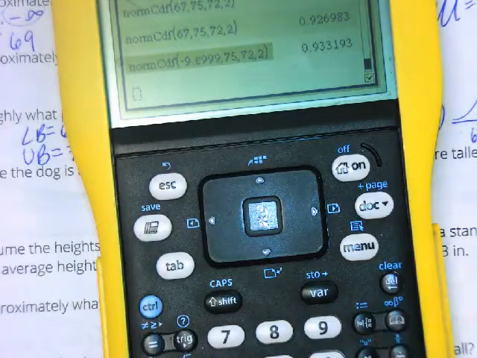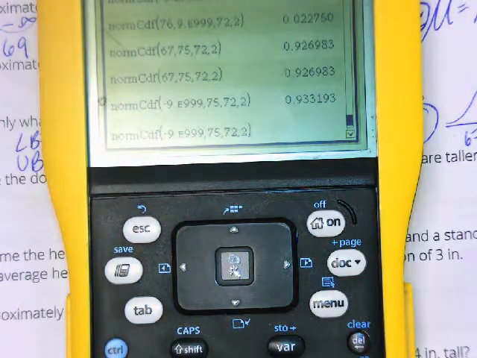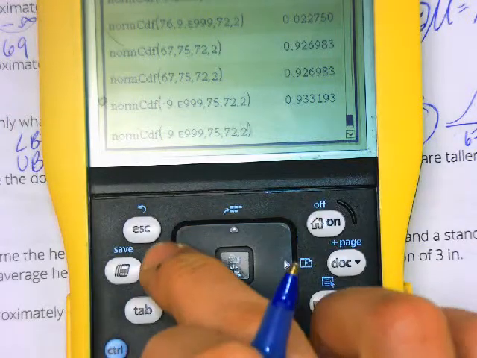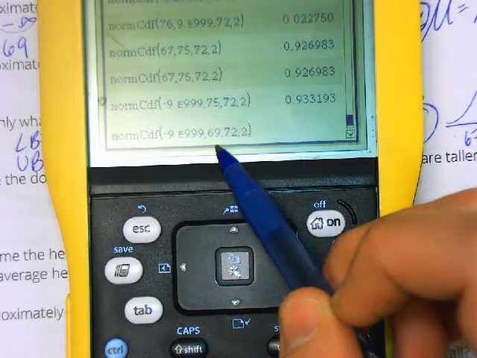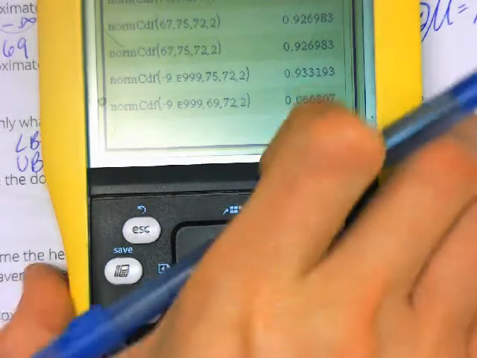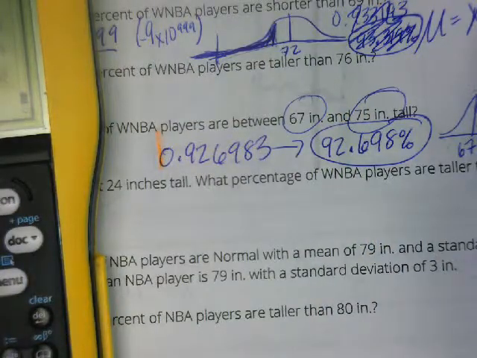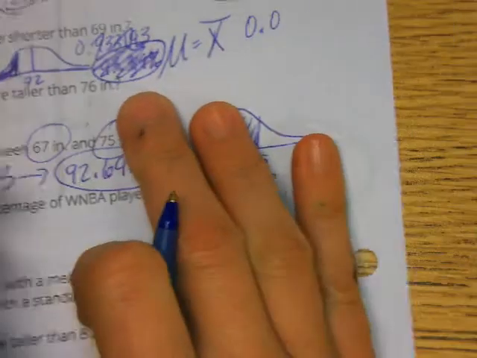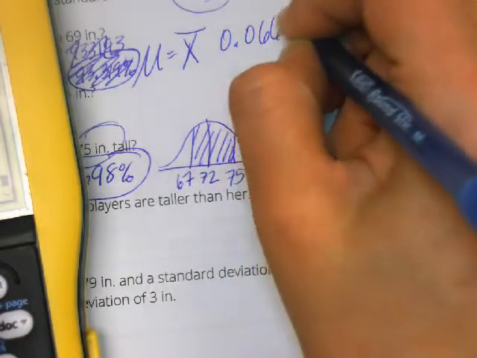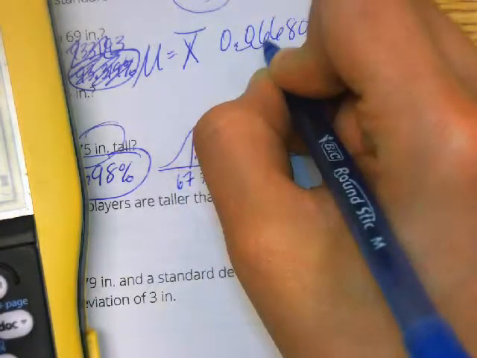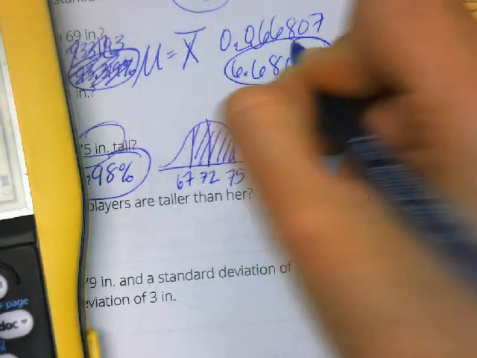Okay, so let me go back here. Can you guys find my mistake? Anybody? My upper bound is supposed to be this number, not 75. I apologize about that. So, your answer is 0.066807 or 6.6807%. That's your percent.